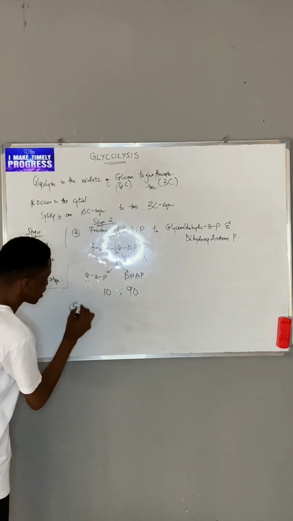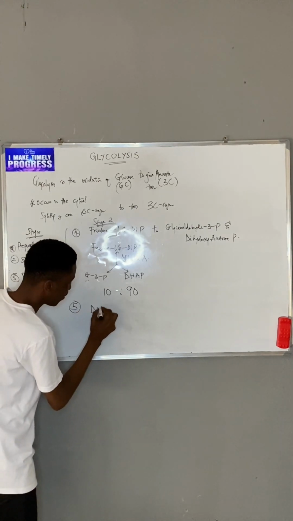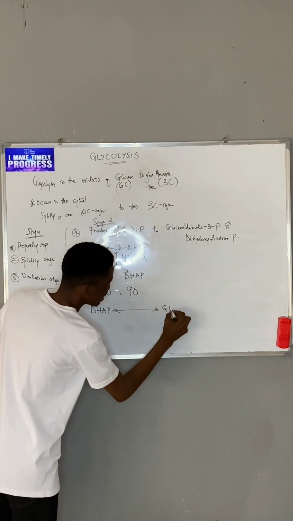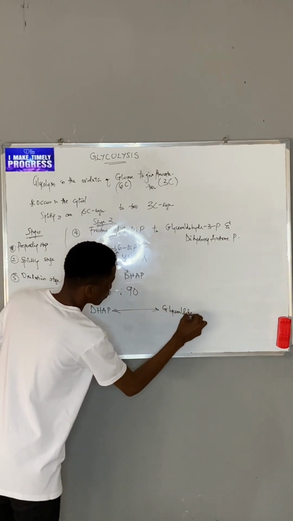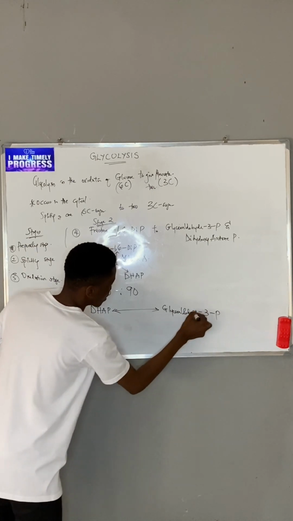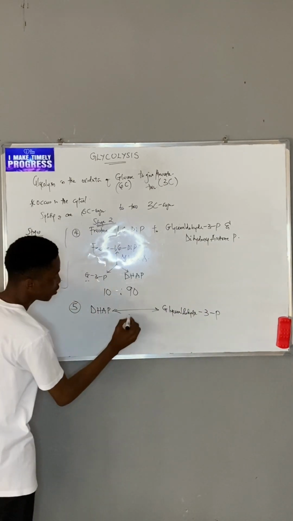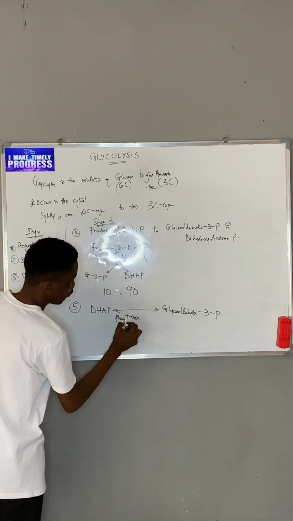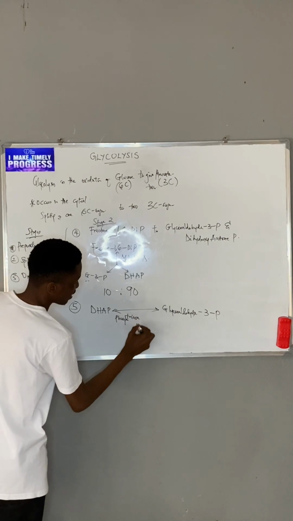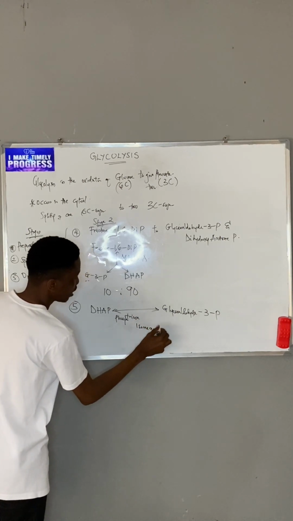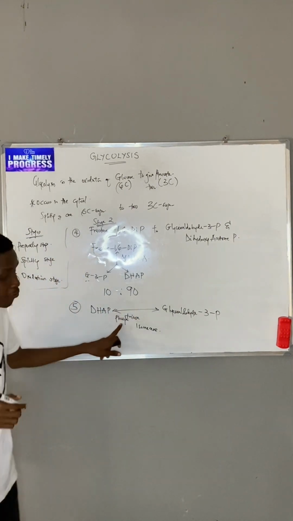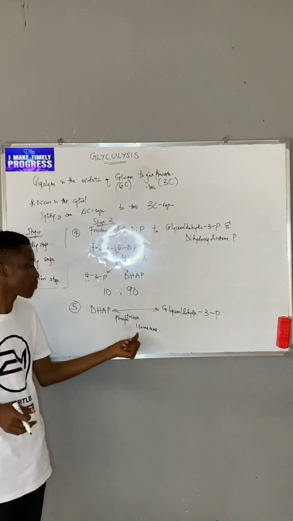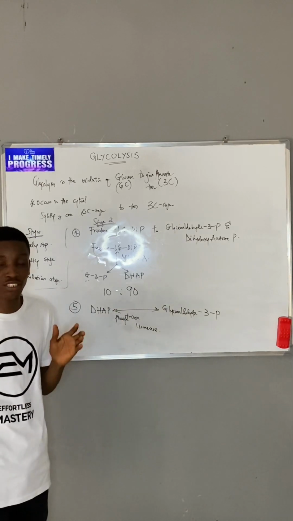So that brings us to step 5, where our DHAP, dihydroxyacetone phosphate, is converted to give us glyceraldehyde 3-phosphate. And this conversion is reversible. The name of the enzyme is called phosphotriose isomerase. And like the other one, they are both 3 carbons. They have phosphate, so phosphotriose. And then isomerase because this reaction is an isomerization reaction.